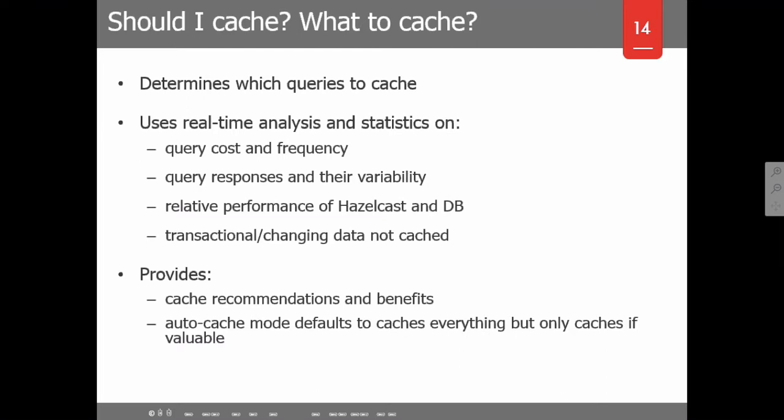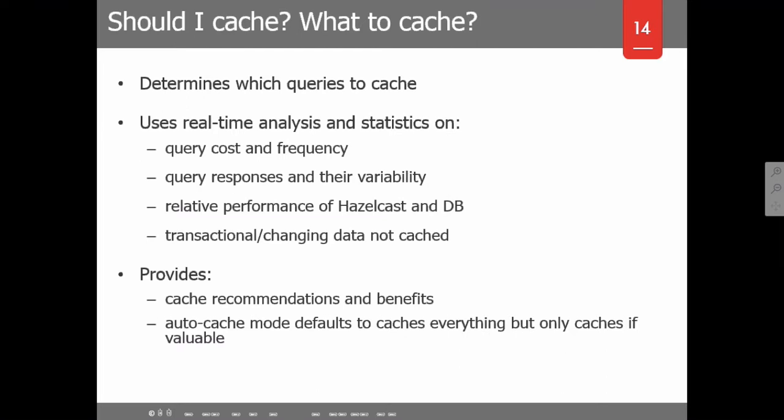Information that Heimdall collects includes the query cost and frequency, the query responses and how much they are changing and their variability, and even the relative performance between Hazelcast and the database. So even though something might not be frequently changing, maybe it's still faster to get it from the database rather than Hazelcast. So it collects all these statistics and provides recommendations on what is cacheable. As part of that, it's going to detect what's transactional and rapidly changing data and just not cache it because it knows that you're not going to get a benefit from it.